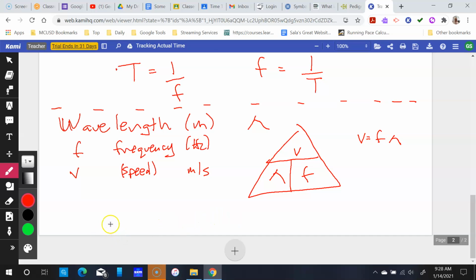When we come back on Tuesday, we're going to look at Hooke's law.